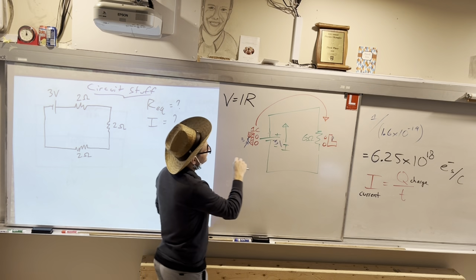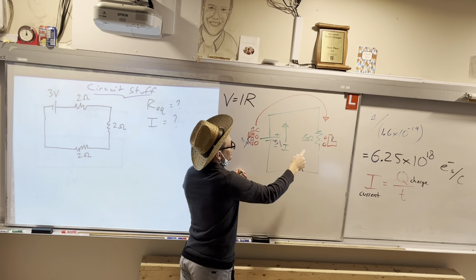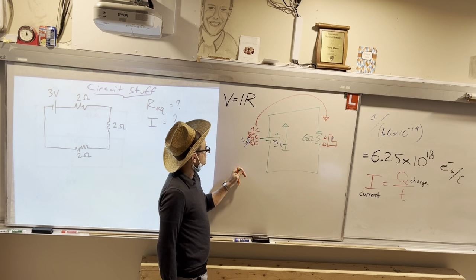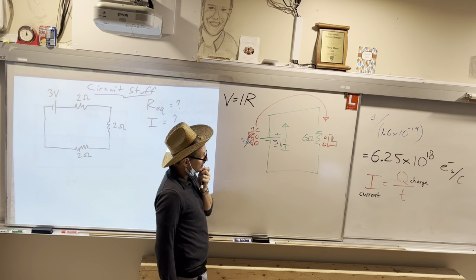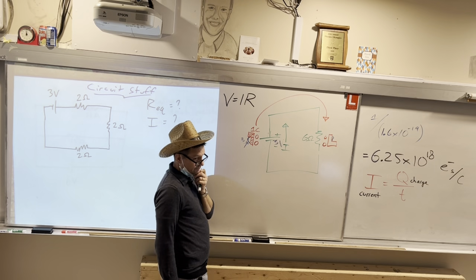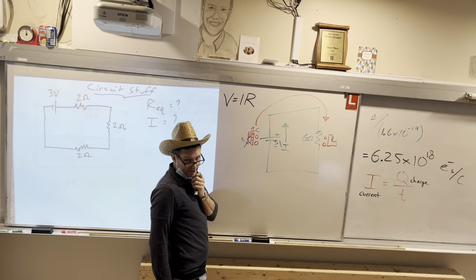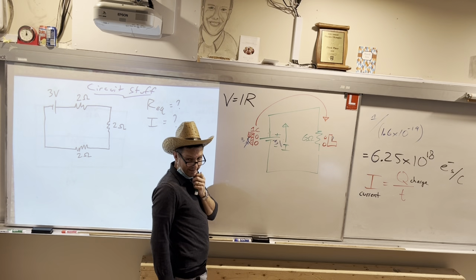And so our total resistance in this circuit is 6 ohms, right? Because we only have one. So if you want to find the current, how would you do it? V over R. So what is it? 3 over 6. So you would say this is 0.5 amps.